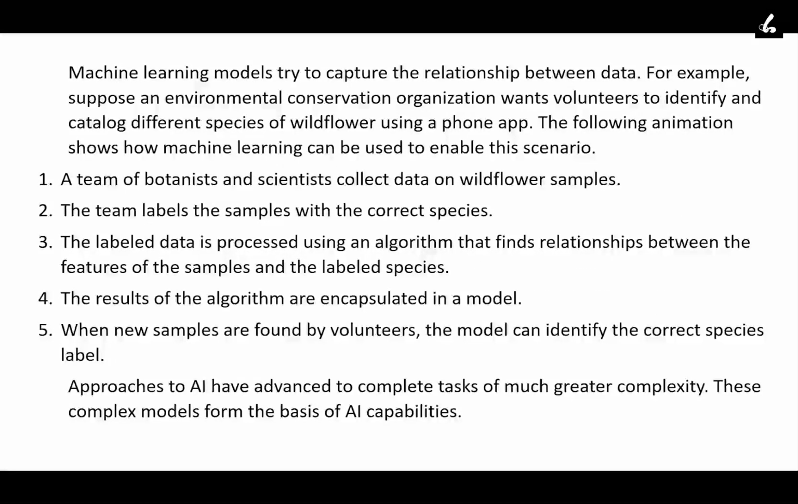Now, moving to the next one, what does machine learning do? Machine learning models try to capture the relationship between data. For example, suppose we have an environmental conservation organization. Now it wants volunteers to identify and catalog different species of wildflowers using a phone app.